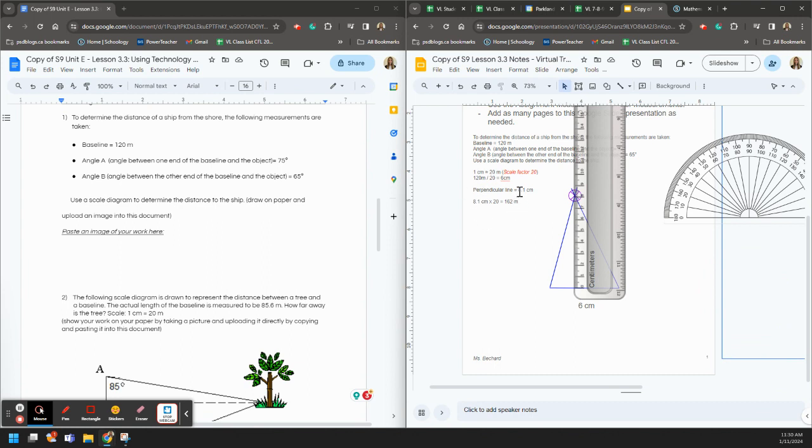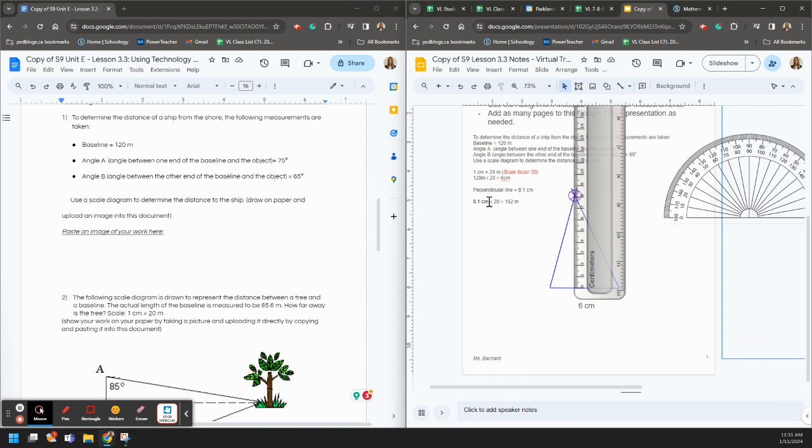So now that I have the actual measurement, I draw it out here, or not the baseline, sorry, the perpendicular line. If somebody were to stand on the 0 centimeter mark and the boat was out in the waters at the 8.1 centimeter mark, now we have determined how far out the boat is from the shoreline. So now that I have the 8.1 centimeters, we need to change it back into meters, and we need to use our scale factor to do that.